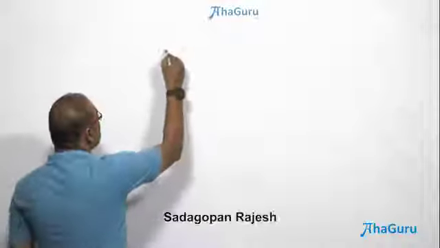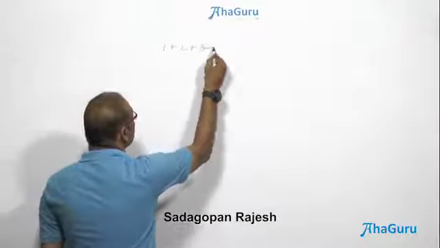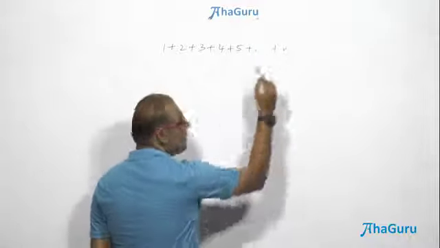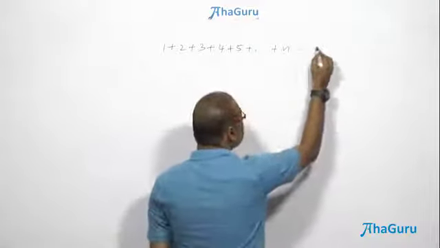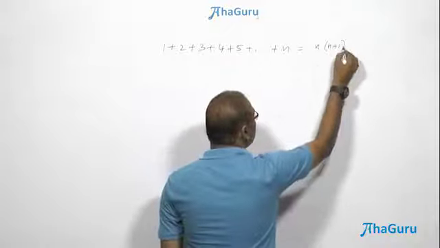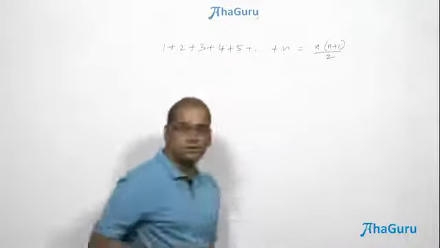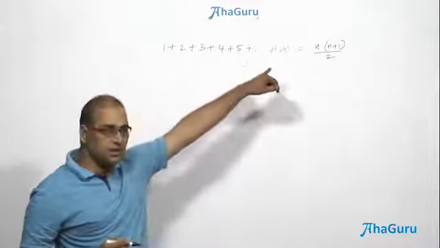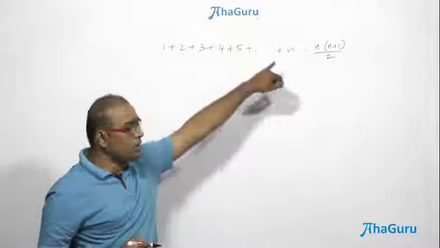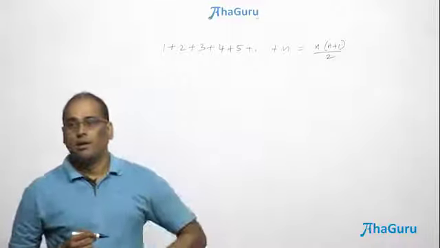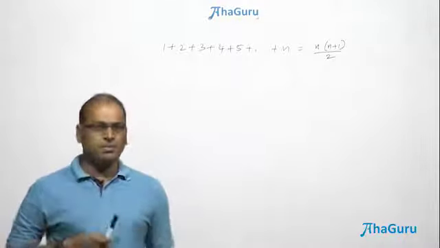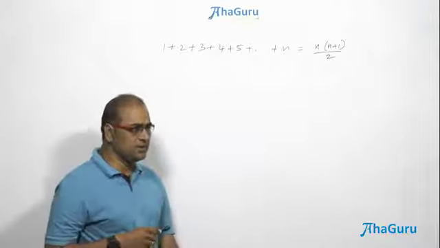We know that there is a formula for adding the first n natural numbers. In many ways we can derive this. These are nothing but the sum of the first n terms. In fact, what do you see about 1, 2, 3, 4, 5 up to n? It's an arithmetic progression, the simplest AP with starting term 1 and common difference 1.